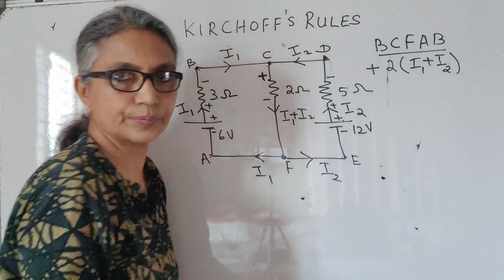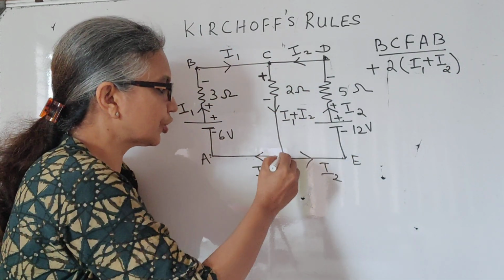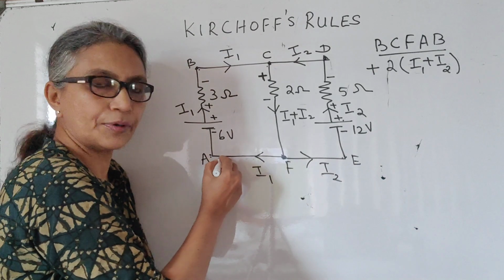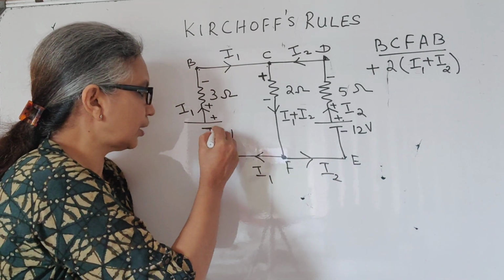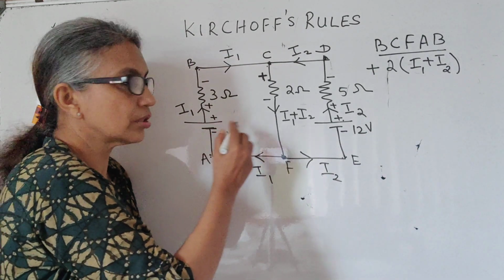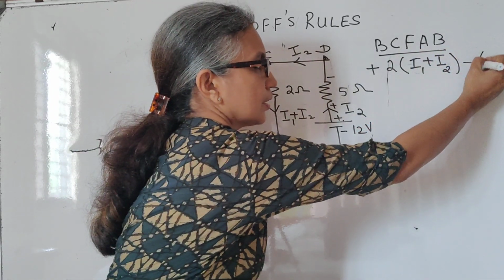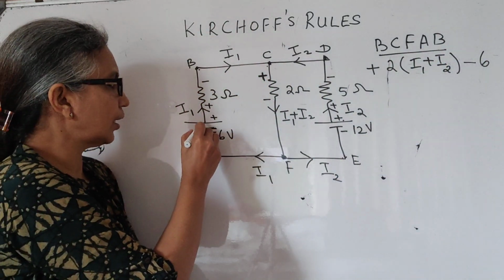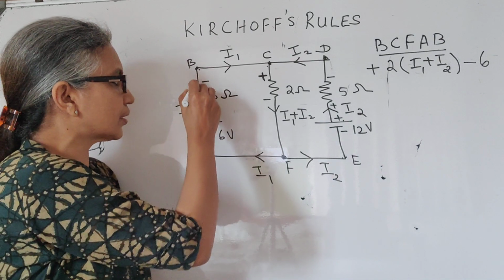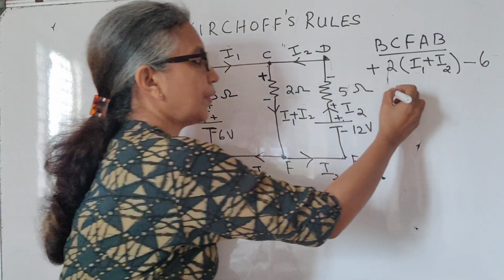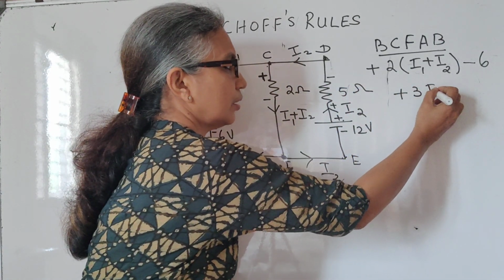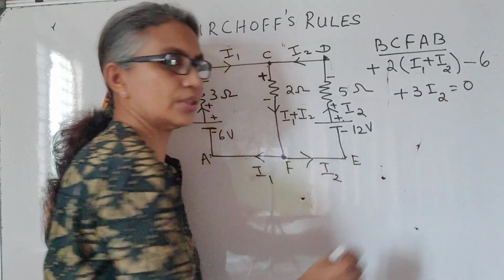I1 plus I2. Then I reach here. There are no resistors here, so no potential drop. Now I reach the cell. Here I am entering through the negative, so I will write minus 6. And then I am entering through the positive of the resistor, so I am going to write plus 3I1 should be equal to 0.